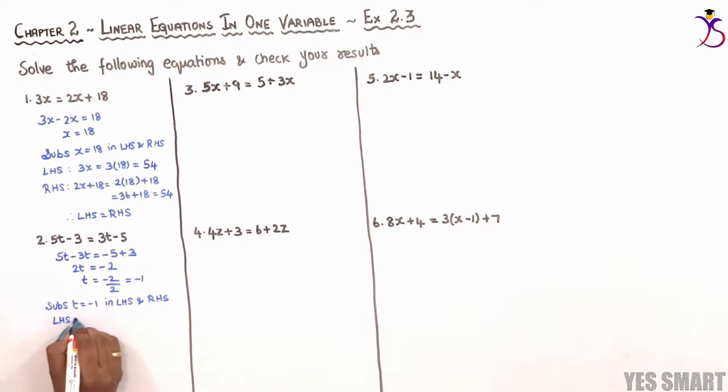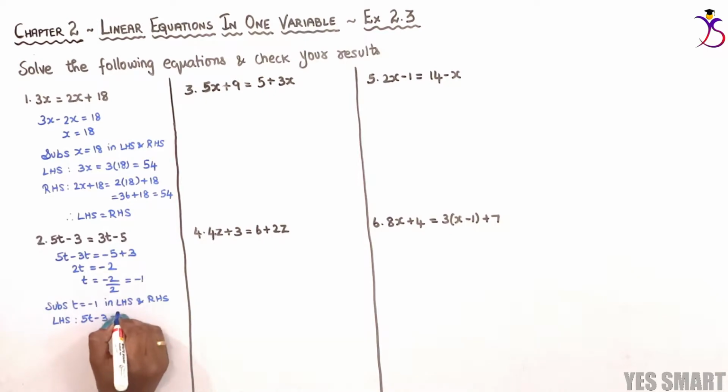LHS 5t minus 3. In the place of t, we will substitute the value of t, which is minus 1. 5 into minus 1 minus 3. 5 into minus 1 is minus 5. Then minus 3. Minus into minus is plus. When we add, we will get 8. The greater number is 5. So it is minus 8.